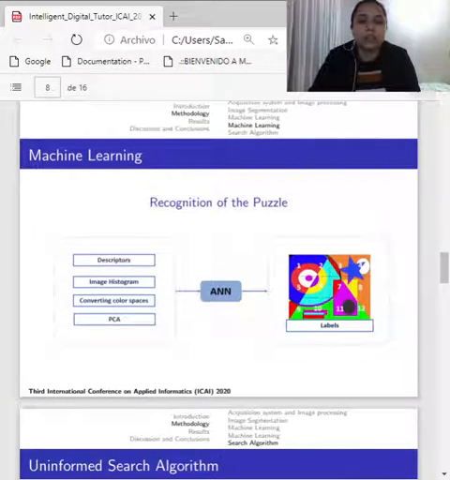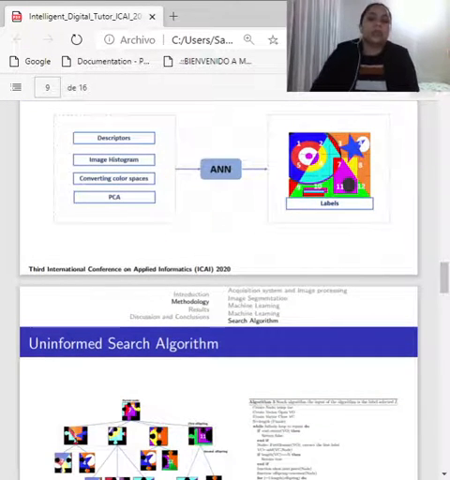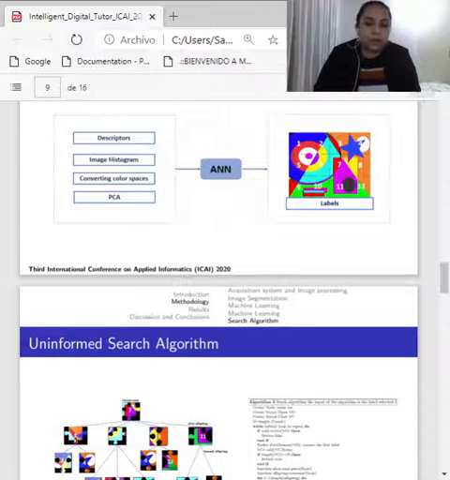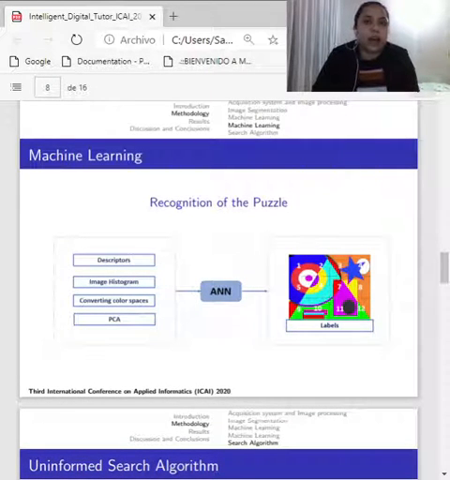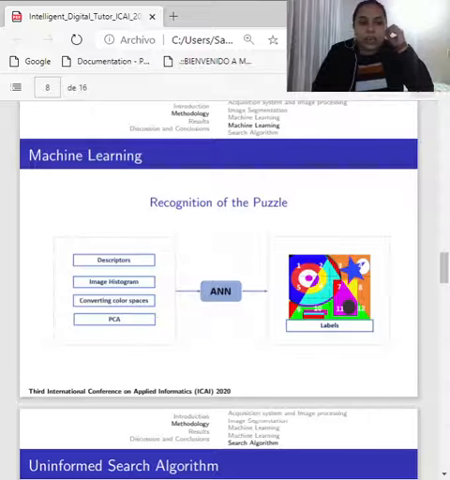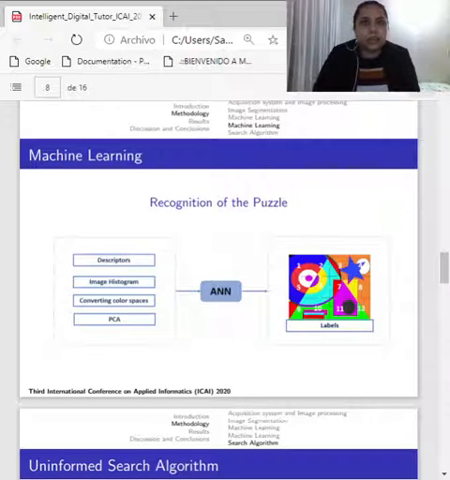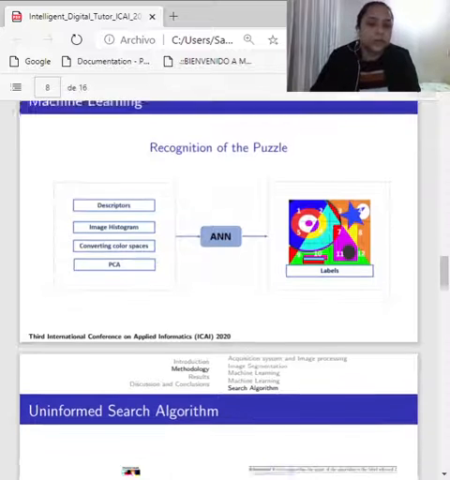So finally, the neural network needs to learn patterns corresponding to each piece of the puzzle. So we have two descriptors of the image. We can obtain those descriptors with techniques like image histogram, converting color spaces, PCA, etc.